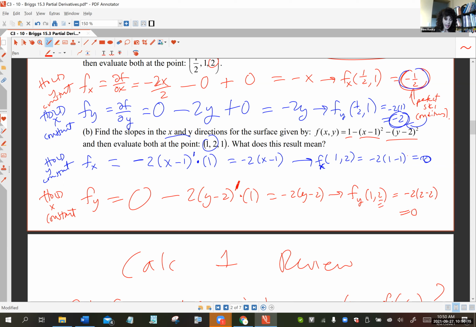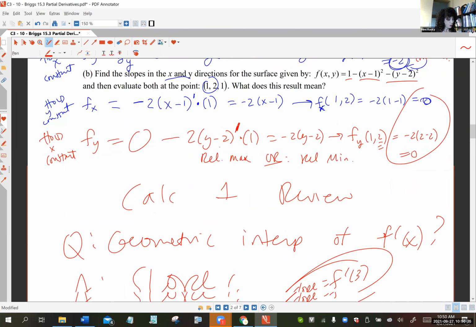So when this happens, when you get both of your first partials equal to 0, you do have a relative max or a relative min. Well, which one is it? How do you know? Stick around. You have to do a lot extra to figure out which one it is, or neither. So you're not ready yet.